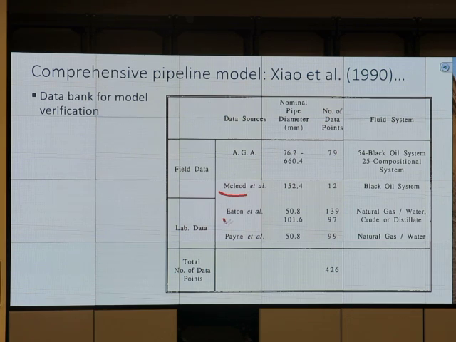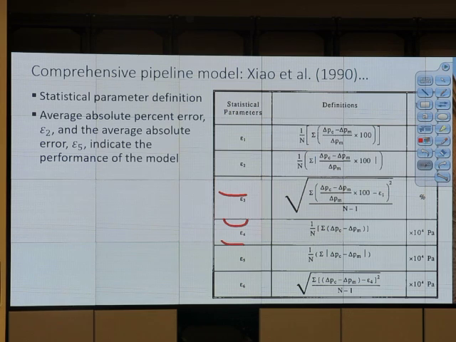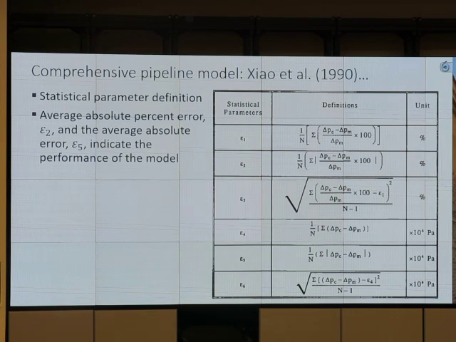McLeod, Eaton, Payne et al. Okay, this is the data. That's the data bank. And they have several definitions for error. What does error mean? Epsilon 1 is delta P calculated minus delta P measured, divided by delta P measured, multiplied by 100, with the summation of everything over N.